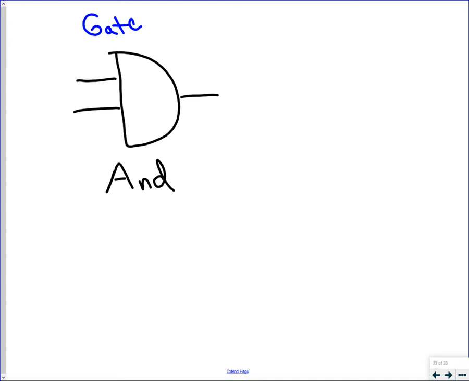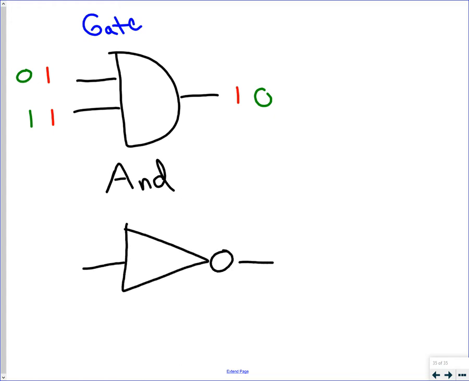So, if I do this, what comes out this side? Right, a 1. If I do this, what comes out? Right. The same way, this gate is the NOT gate. Notice it only has 1 input and 1 output. So if I put a 0 in, 1 comes out. If I put a 1 in, 0 comes out.